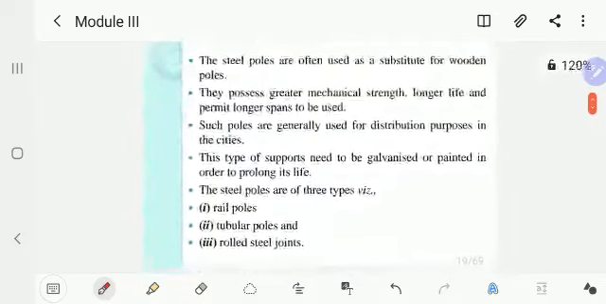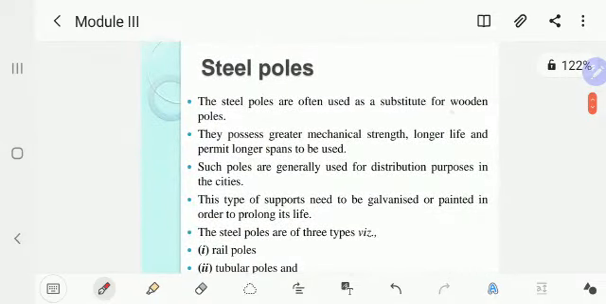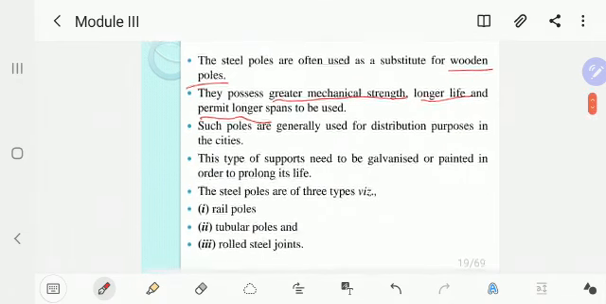These are often used in substitution for wooden poles nowadays, and they possess a greater mechanical strength. Why? Because it is made of steel, it has a longer life, and it also permits longer spans. Such poles are generally used for distribution purposes in the cities.